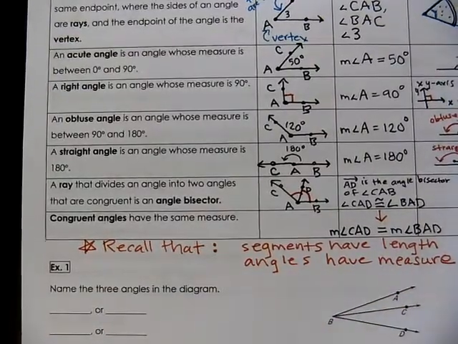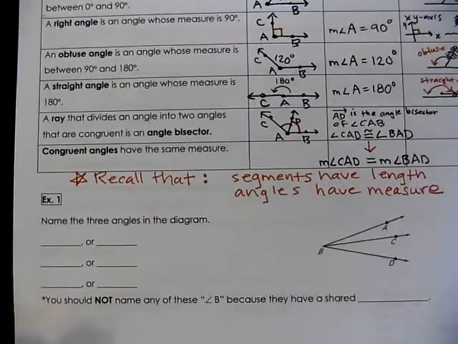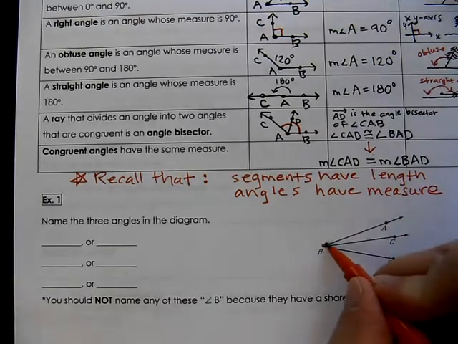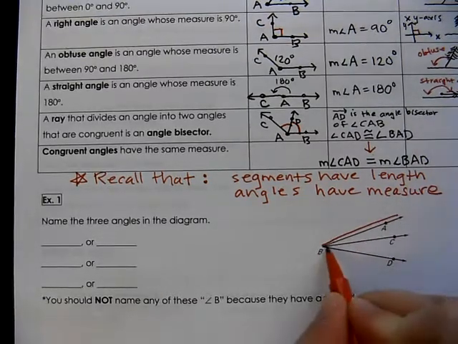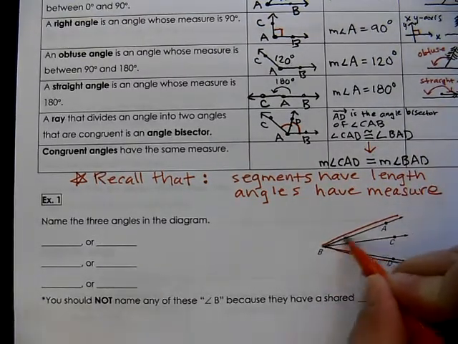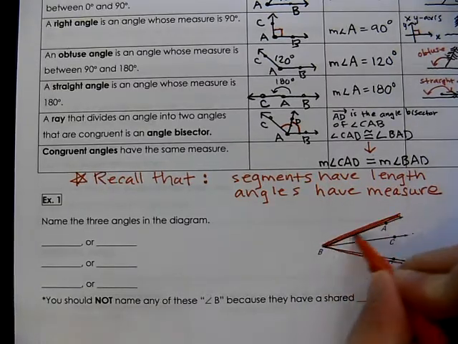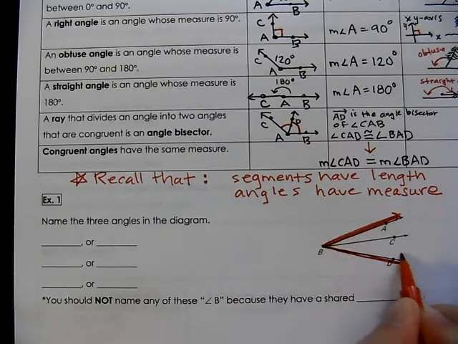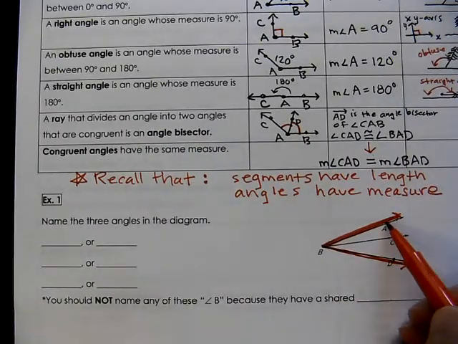Okay, example 1, let's name the three angles in the diagram. So you'll see that we have, first of all, our big angle. So I'm going to outline them here so it kind of stands out a little bit. So this is the big angle. Here's one side. Here's the other side. So this is angle ABD.